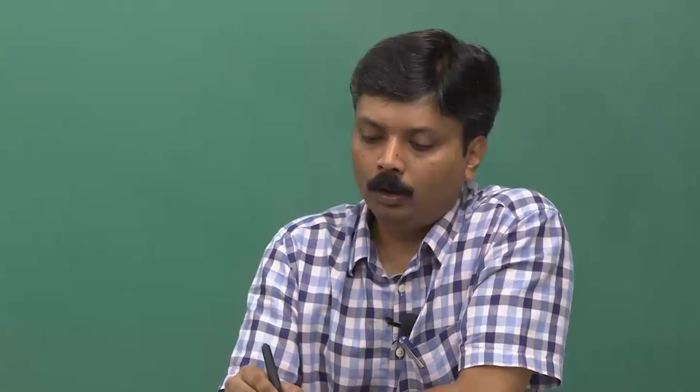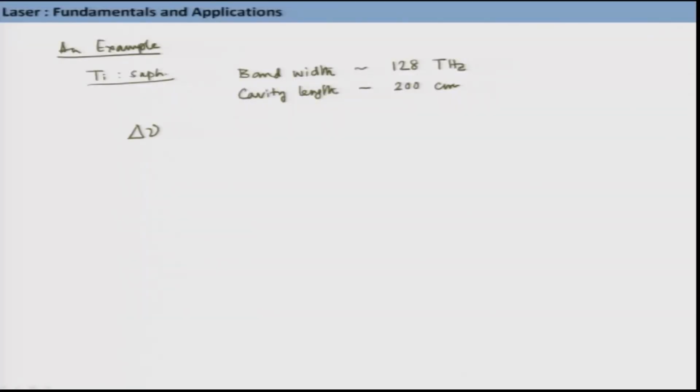We should be able to do it because we have done a similar type of problem in another context. So, delta nu first is c by 2L, divided by 2 into 2 meters. I did it in meters. So, this will give you approximately 75 into 10 to the power 6 hertz, or 75 megahertz.